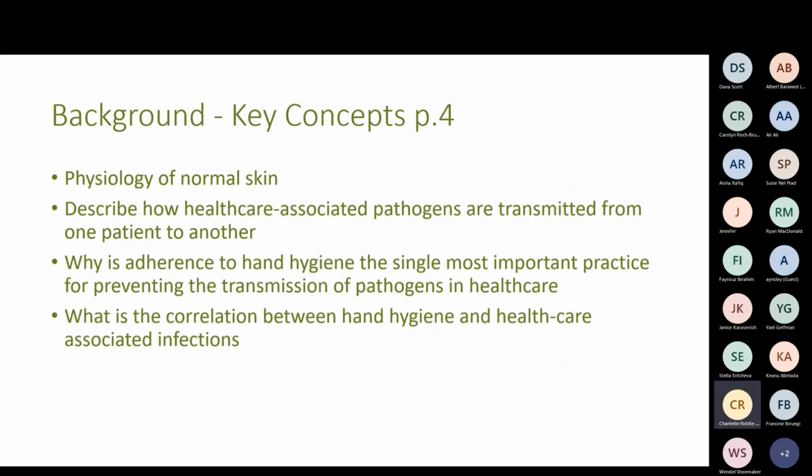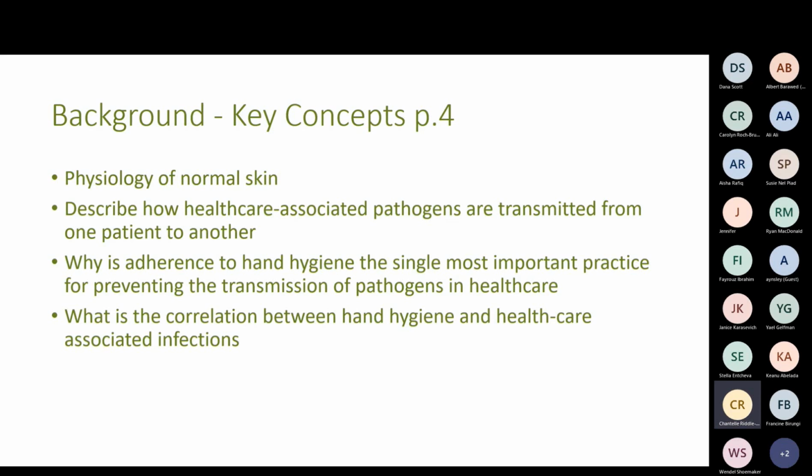Why is adherence to hand hygiene the single most important practice for preventing the transmission of pathogens in healthcare? Well, if you think of last week when we talked about the chain of transmission and how to break it, hand hygiene is one of the easiest and most effective things we can do to break that chain of transmission. As soon as we've cleaned our hands effectively, correctly, we have broken the chain of infection because we are no longer carrying germs from one person to another person or from one object to another object.